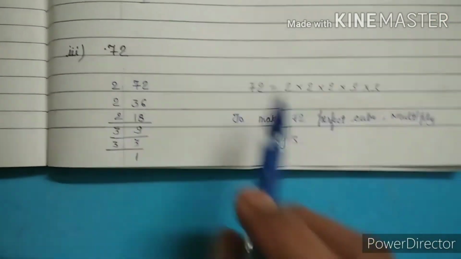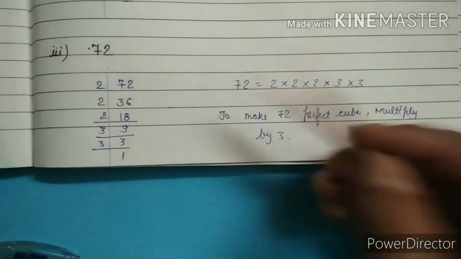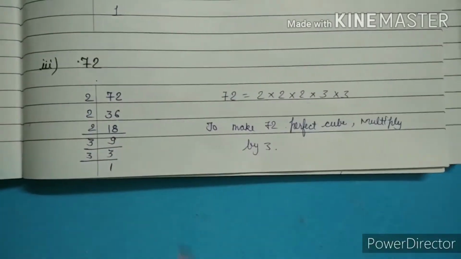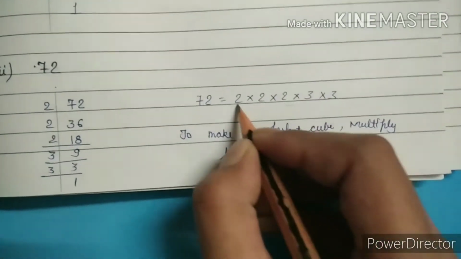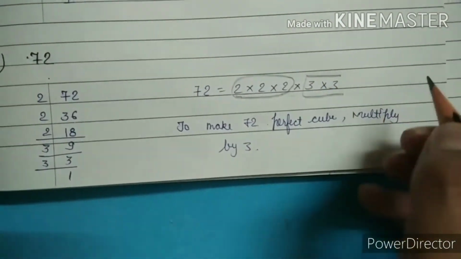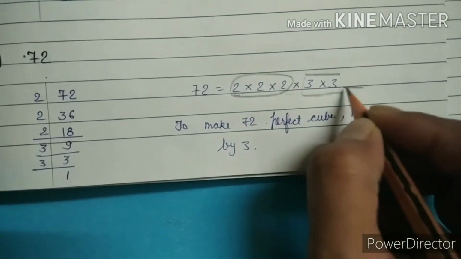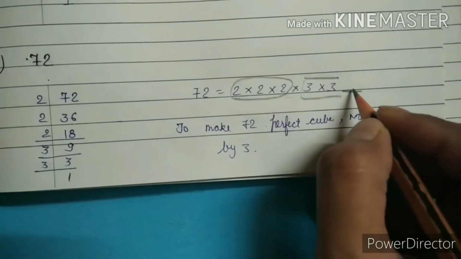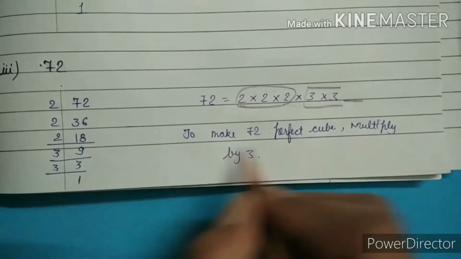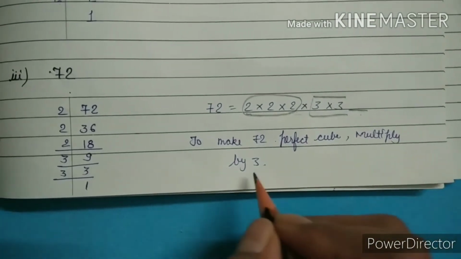Same as third, 72. The prime factors of 72 are 1, 2, 3, three times 2, and 1, 2, two times 3. So as you can see, here we have the first group, and the second group is incomplete, because one 3 is not there. So we will multiply 3 into 72. So to make 72 a perfect cube, multiply by 3.